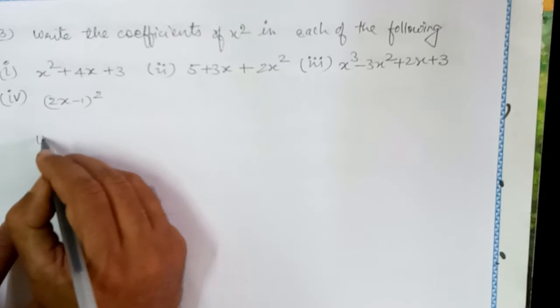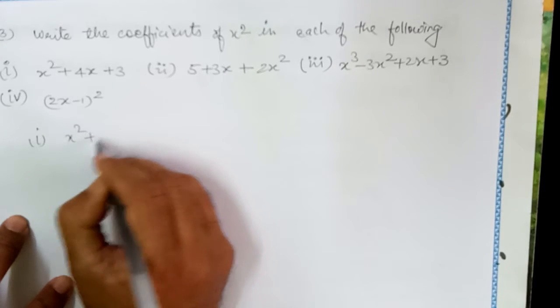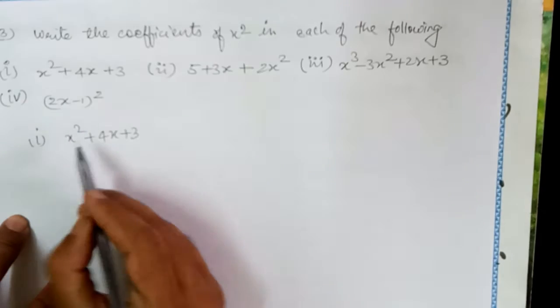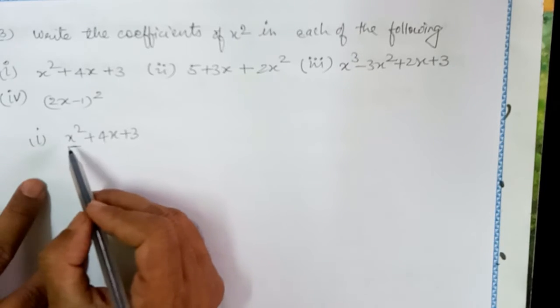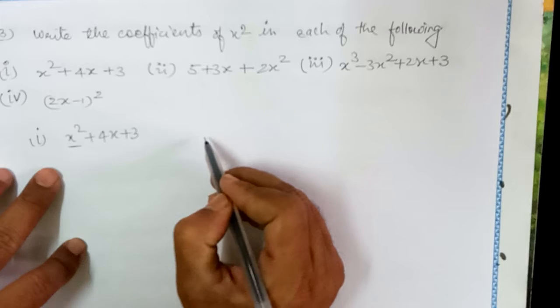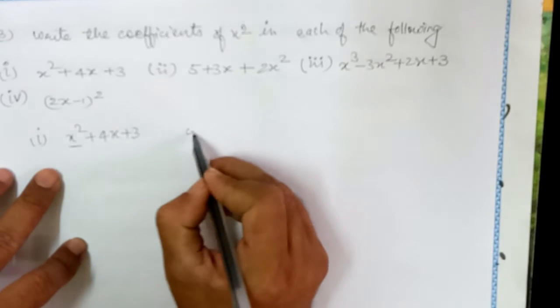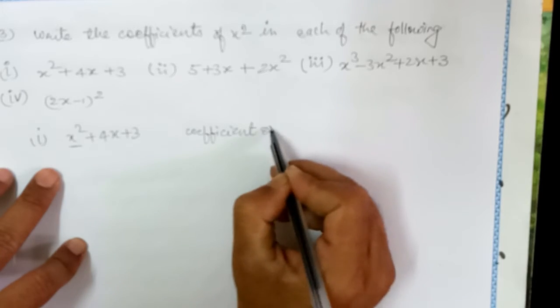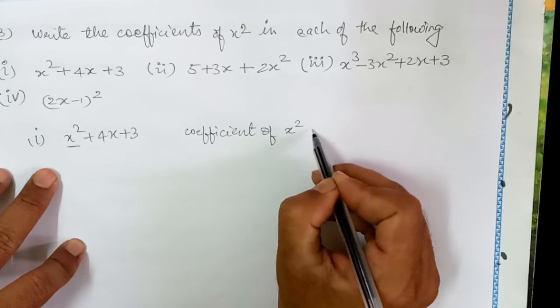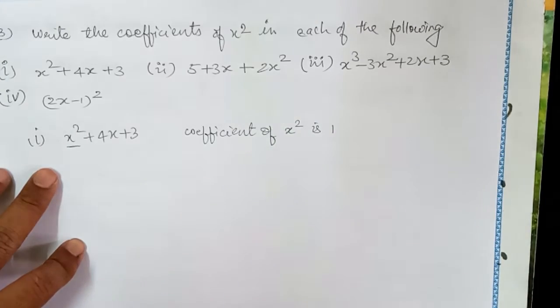Now, first question: x square plus 4x plus 3. Here x square is multiplied with 1. If there is no coefficient, it means it is multiplied with 1, so the coefficient of x square is 1.